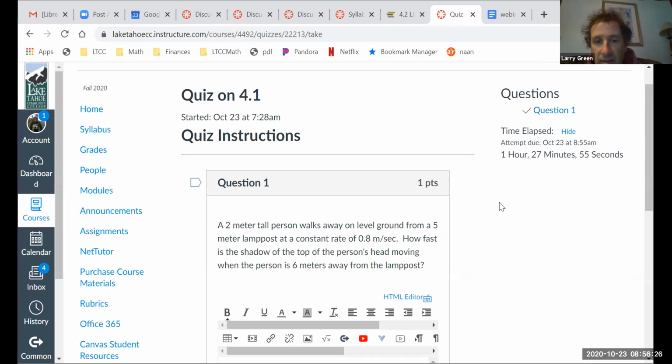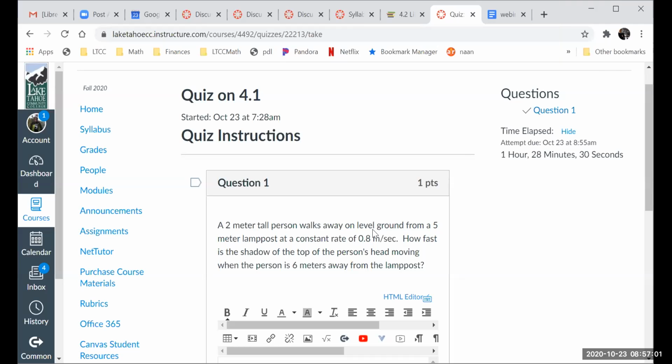Okay, so here's the quiz. A 2-meter tall person walks away on level ground from a 5-meter lamppost at a constant rate of 0.8 meters per second. How fast is the shadow of the top of the person's head moving when the person is 6 meters away from the lamppost? I gave you a step-by-step process last time, and I just did step 1, which is read the question. Remember what step 2 is? Draw a picture.